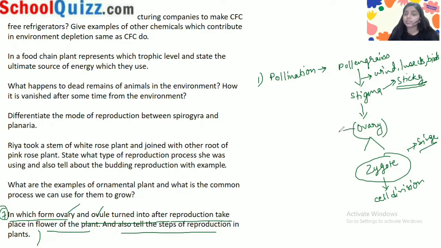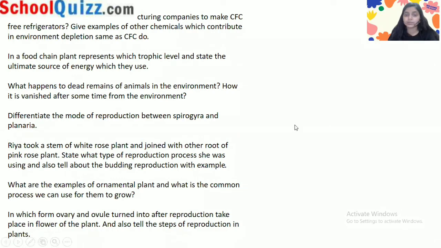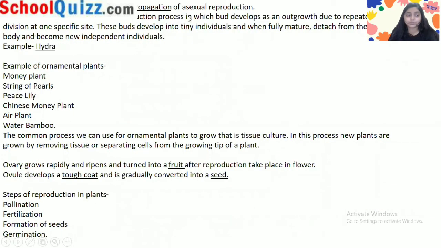So in the ovary there is the fertilization process. Okay, so this is the second step, the fertilization process. Then the third step is seed formation, and the fourth step is the germination of the seeds. Right. So let's see how we will write the answer. The answer is: the ovary grows rapidly, ripens and turns into a fruit. So the ovary turns into a fruit after reproduction takes place in the flower.